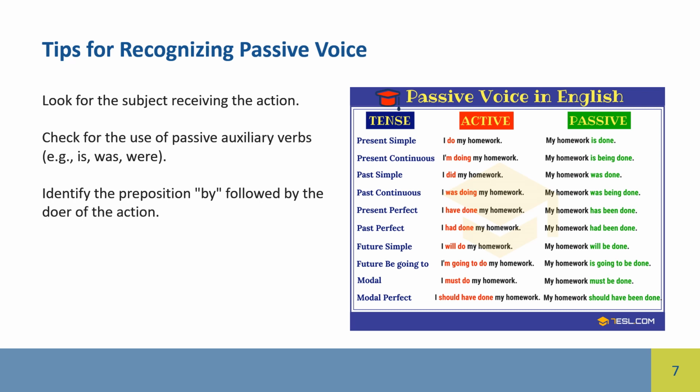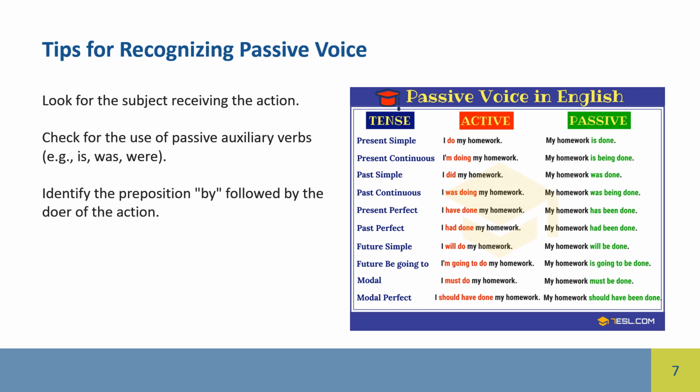And here also we can observe some examples. Future simple tense. I will do my homework. My homework will be done. Past perfect tense. I had done my homework. My homework had been done. Past continuous tense. I was doing my homework. My homework was being done.